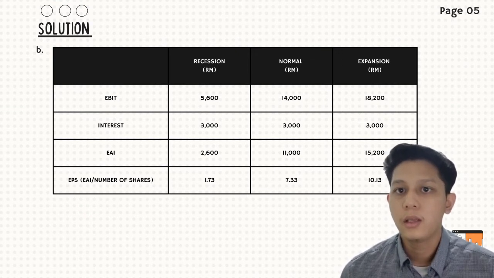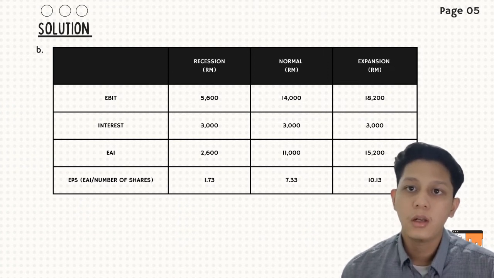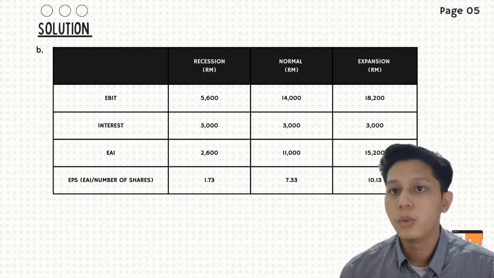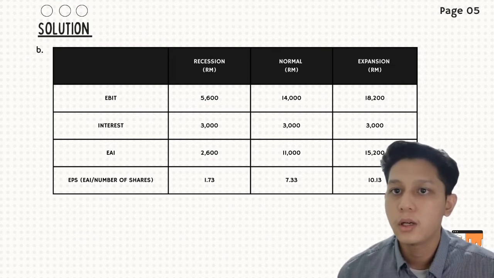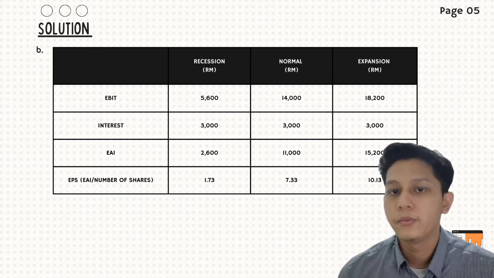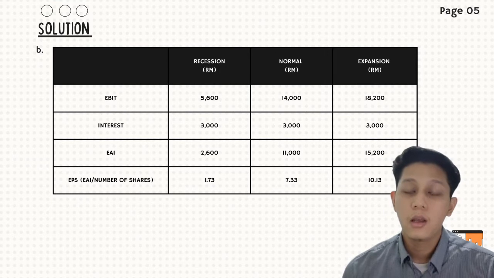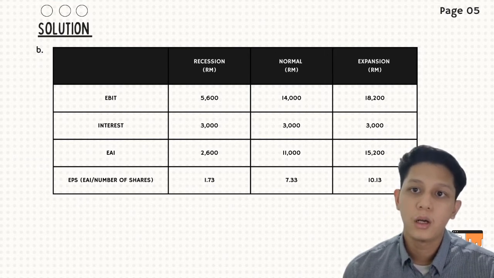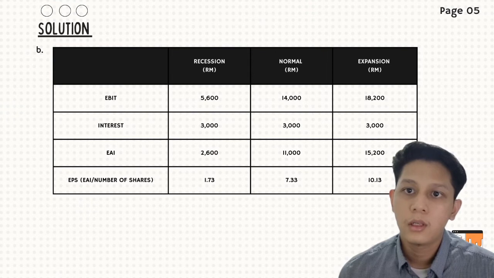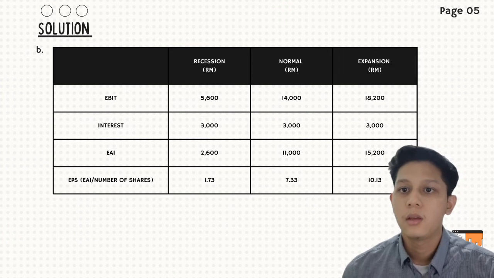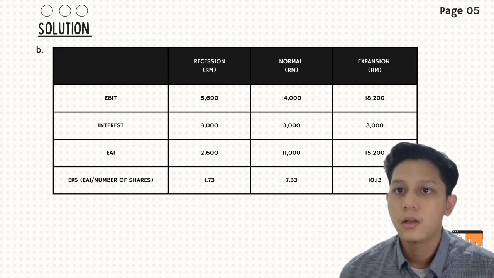First, for EBIT, for the normal we get 14,000, which is stated in the question, and for the recession it is 5,600, which is 60% lower than the normal, and for the expansion it is 18,200, which is 30% higher than the normal. Next, interest. For interest, 5% interest rate times 60,000 debt issue, so we will get 3,000. Next, EAI. For the recession, we get 2,600. For the normal, we get 11,000. And lastly, for the expansion, 15,200.